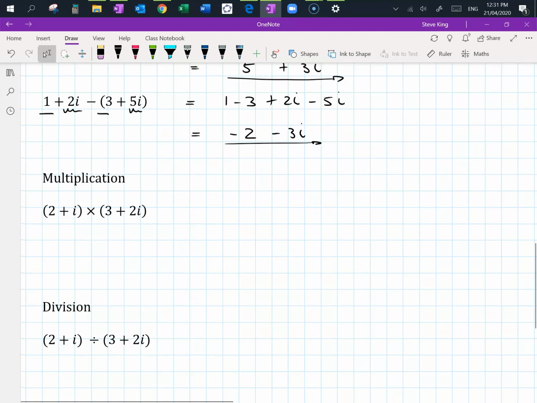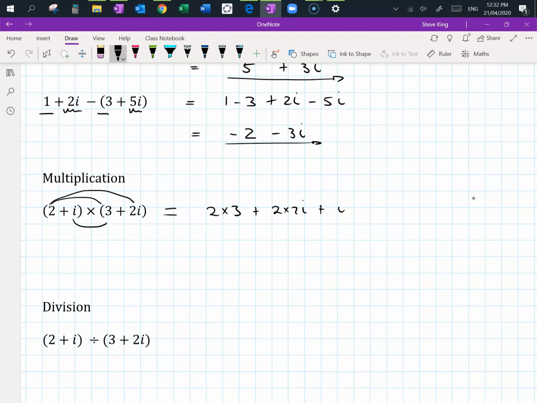Multiplying complex numbers, well, we're going to use the same approach that we would use when we multiply two binomials together. So whether you call it the happy cat method or the FOIL method, we're going to multiply everything in the one bracket by everything in the other bracket. So I'll do my firsts: I'll have 2 times 3. I'll do my outers: that's going to be plus 2 times 2i. I'm going to do my inners: that's going to be plus i times 3. And I'm going to do my lasts: that's going to be plus i times 2i.